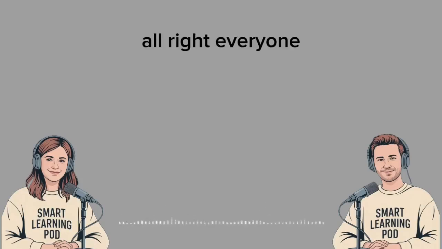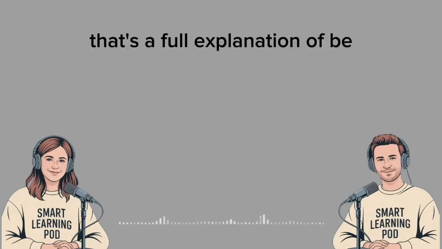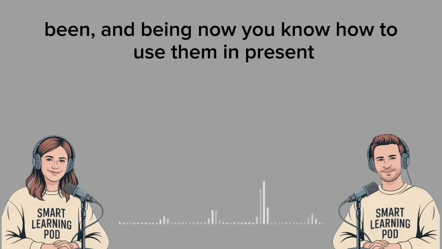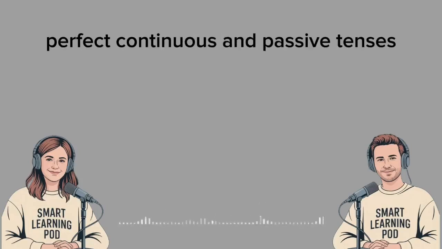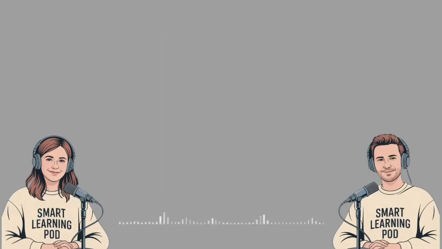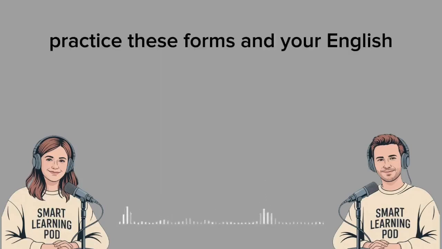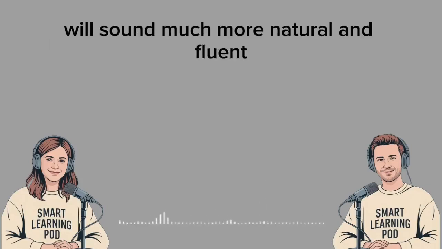All right, everyone. That's a full explanation of be, been, and being. Now you know how to use them in present, past, future, perfect continuous, and passive tenses. Practice these forms and your English will sound much more natural and fluent.